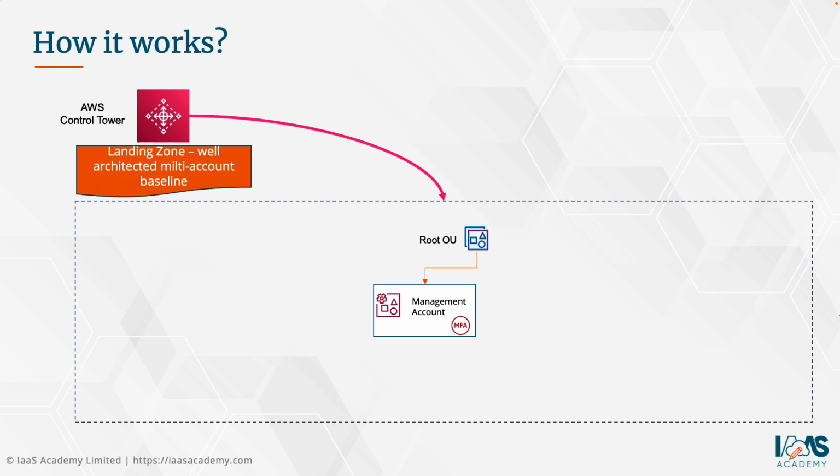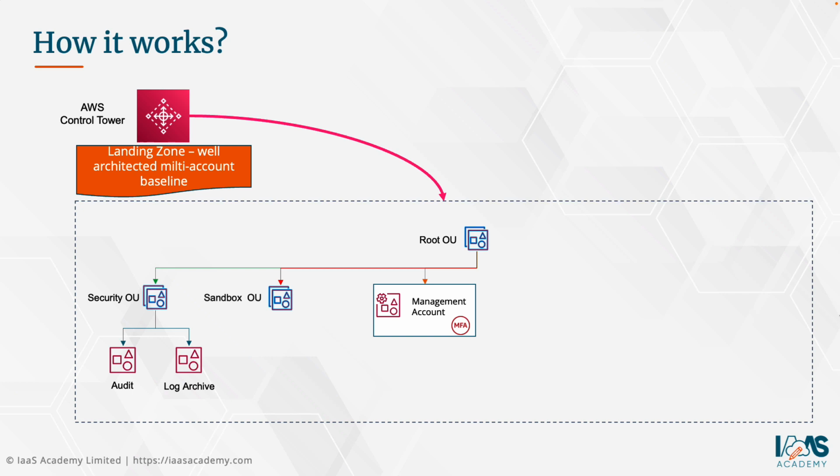When you use Control Tower and configure your landing zone to deploy your multi-account environment, at a very basic level, you will have certain accounts and OUs in place. For instance, you will have the security OU within which two accounts will be created, the audit account and the log archiving account. In addition, you will also have a sandbox OU created for you. Now, this OU will be empty. There will be no accounts within it, but ideally you want to use this for your testing purposes and experimentation work.